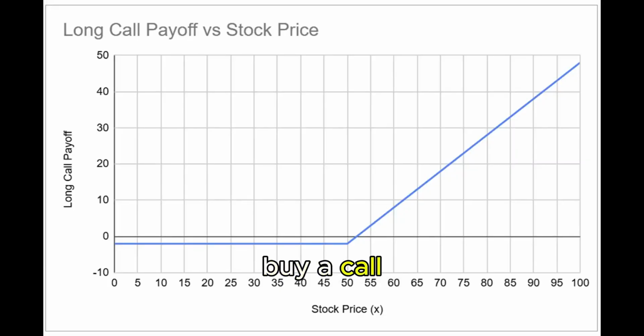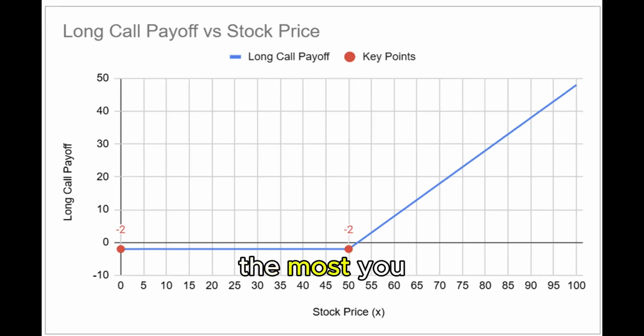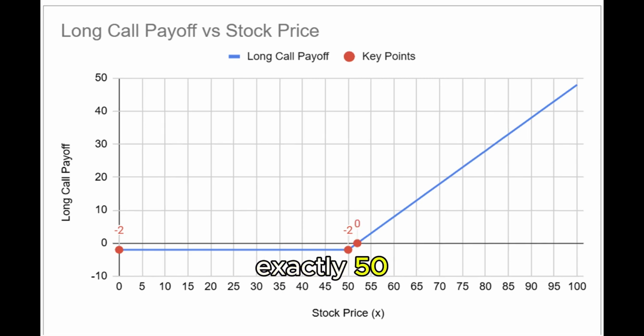Let's say you buy a call with a $50 strike price and a premium of $2. The most you can lose is the premium you paid, which is $2. With a payoff diagram, your loss line is a flat line at -2. It doesn't matter how low the stock price goes, your loss is capped. At a stock price of exactly 50, your option has no intrinsic value and you are still at a $2 loss. Every dollar the stock price goes above the strike price, your profit starts to offset the premium you paid.